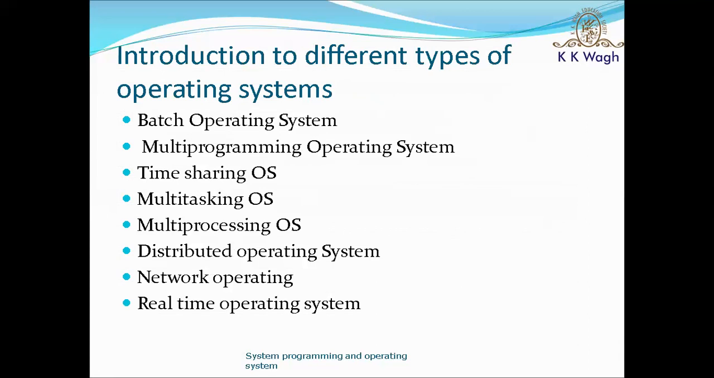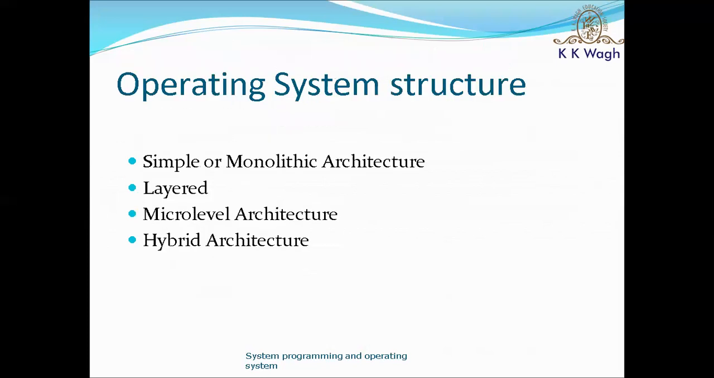Now here are some different types of operating systems. Nowadays we are using multi-programming operating systems as well as time sharing, multitasking, distributed operating system, network operating system, and real-time operating system. Batch operating system we are not using nowadays. So these are some different types of operating systems. Let us move towards the next slide.